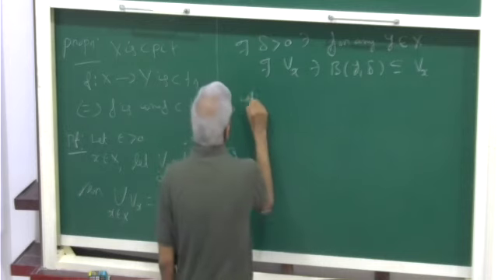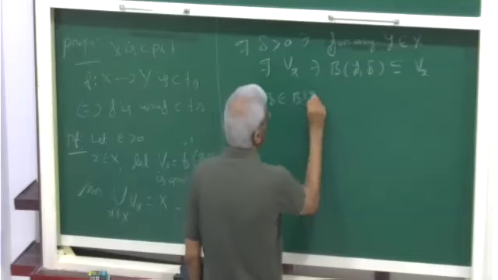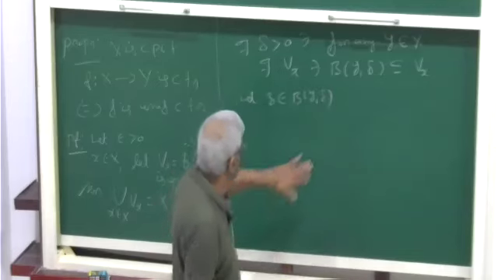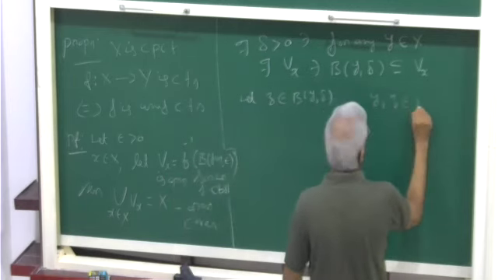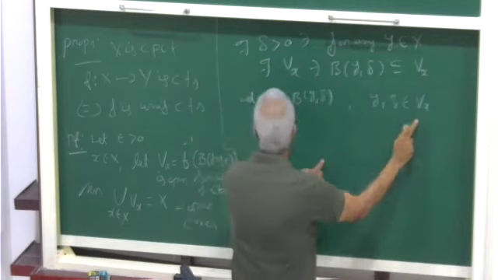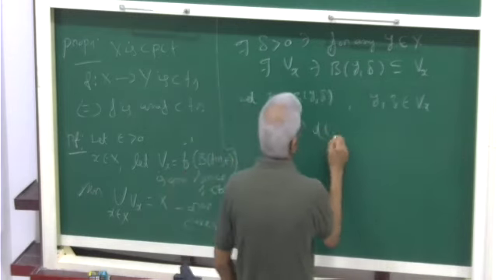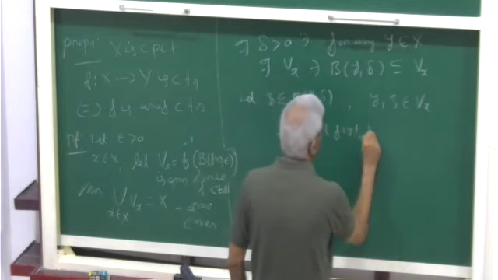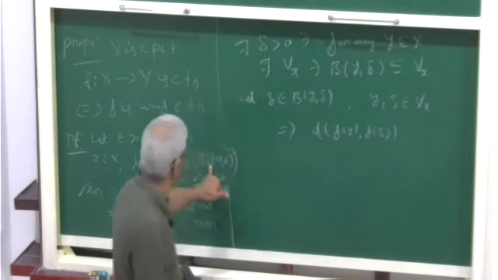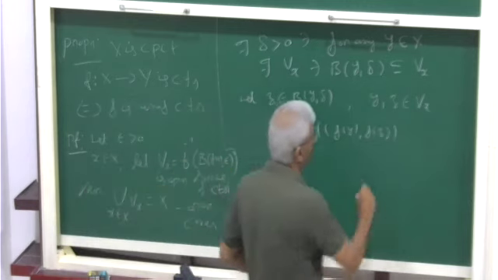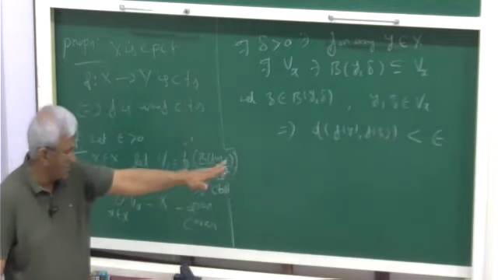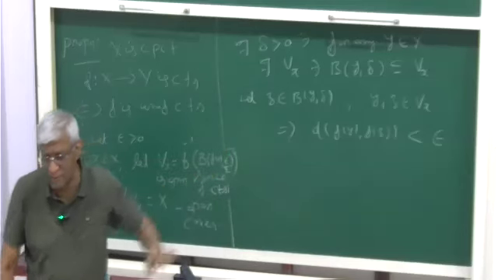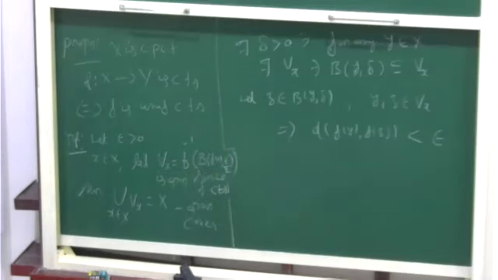Now, if z is in B of y, delta, that just means y and z are in Vx. But then this is just the inverse image, so d of f of y, f of z is small. Each is at a distance epsilon from f of x, so the total will be 2 epsilon. You can take epsilon by 2 if you want; it doesn't matter. That's what we want.